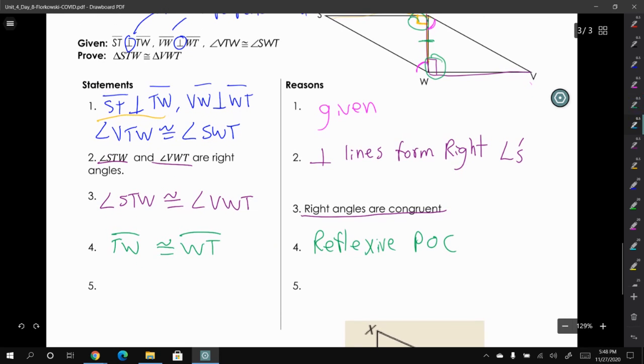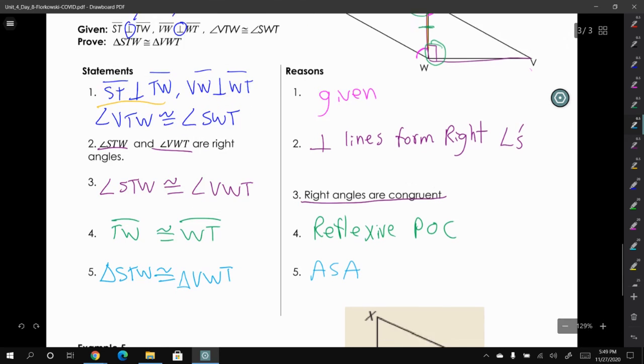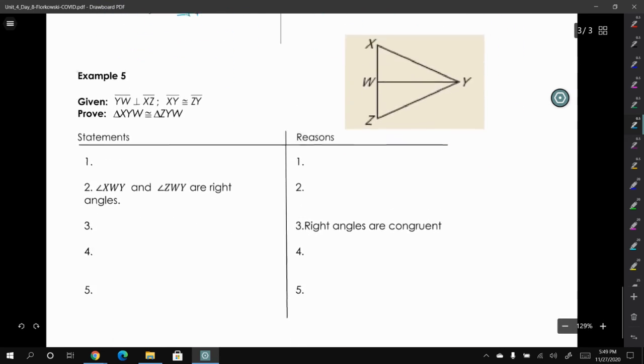And then the last statement, of course, is going to be our triangle STW is congruent to triangle VWT. And the reason for that, well, we only have one congruent side, and it is included or in between the two sets of congruent angles. So this will be angle, side, angle. All right, now the last proof.